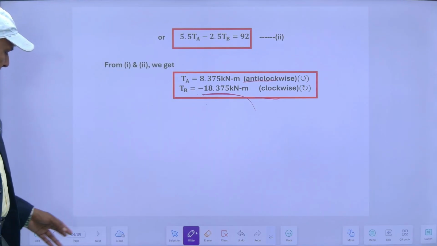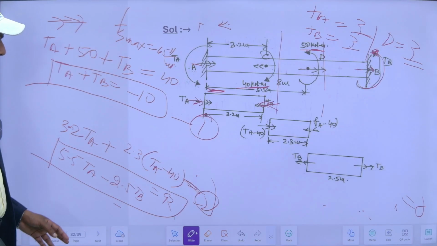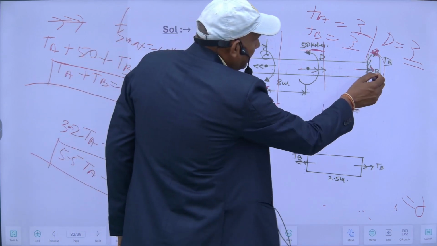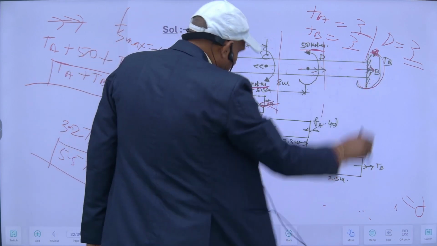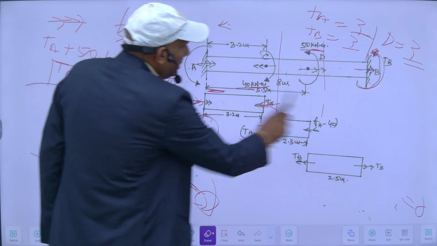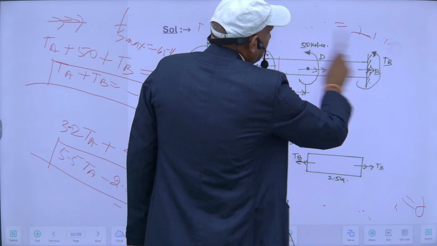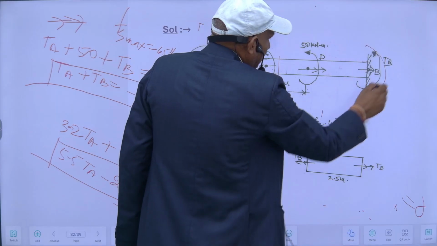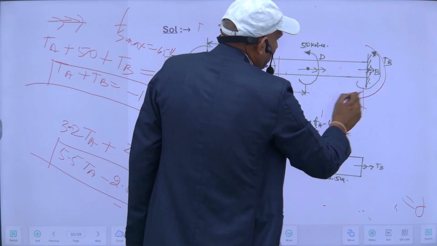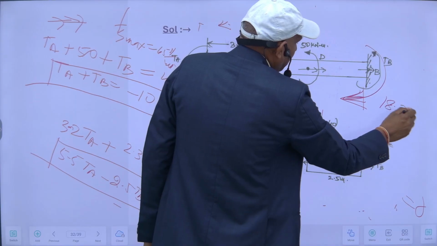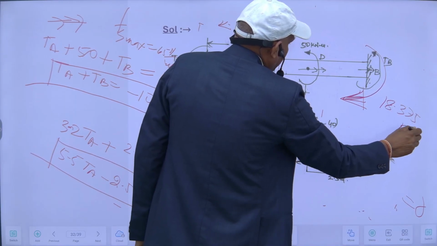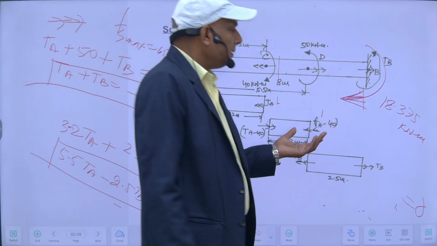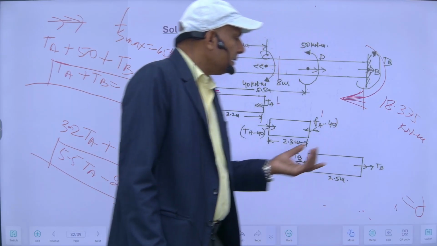This minus means this is not the right direction. So the right direction is opposite of this. My direction is not this. This is clockwise, this is opposite of this. It is 8.375 kilonewton meter. So if it comes out minus, it means just the direction is opposite.